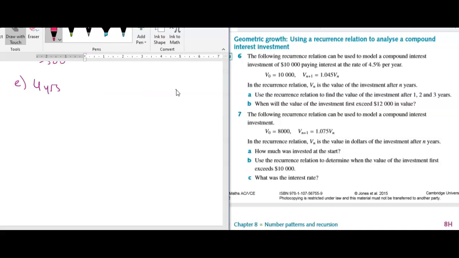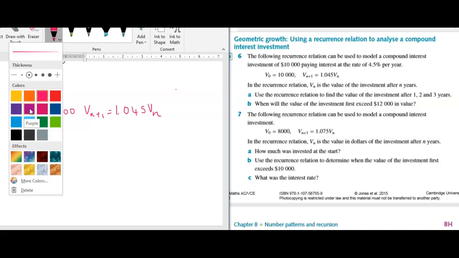So question 6. The following recurrence relation can be used to model compound interest. So we've got our investment is $10,000, Vn plus 1. So this is just our recurrence relation. Okay, so this is a geometric sequence. So 1.045 is our common ratio, how much we're going up by. All right, so question A.